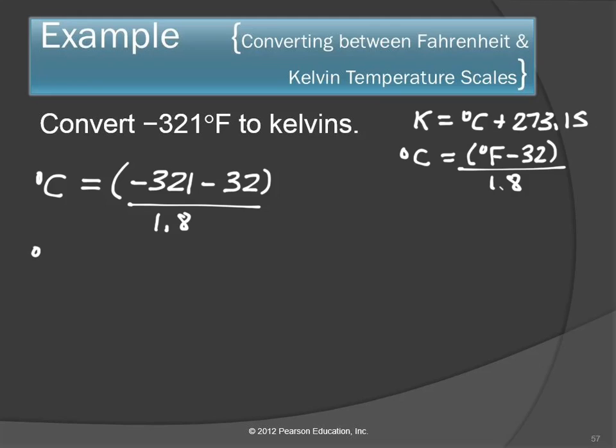When I do that, I get the temperature in Celsius is equal to minus 196.11 repeating. If I don't press the equal sign after the 32, 321 negative minus 32 divided by 1.8 equals, I end up with minus 338.77 repeating. The other thing you can do is put parentheses around that, and that will communicate to your calculator, finish the subtraction first and then do the division.